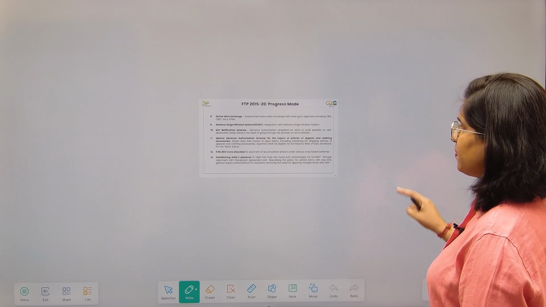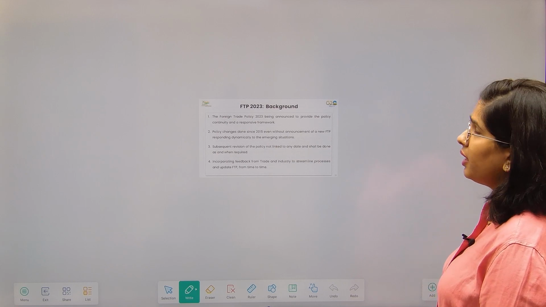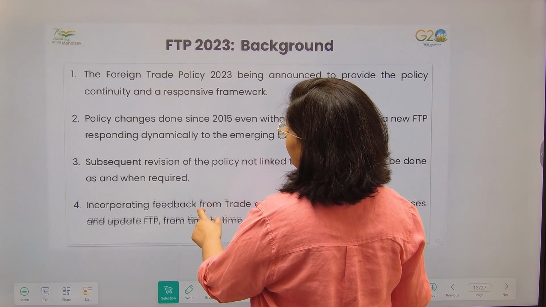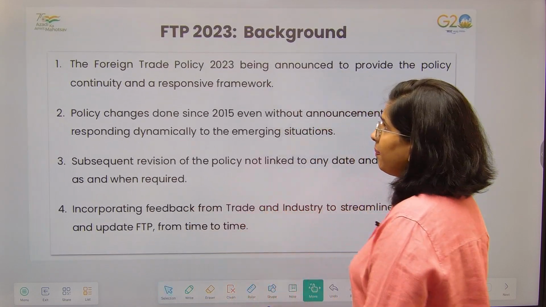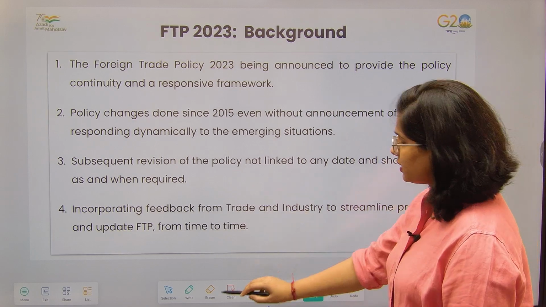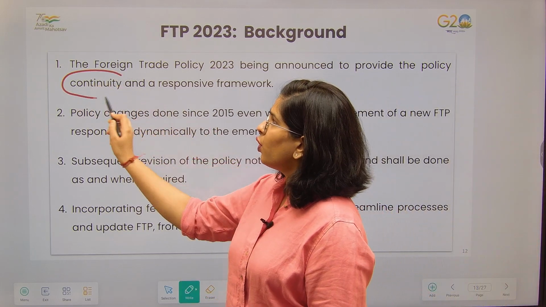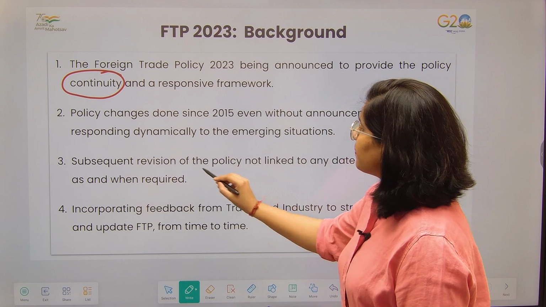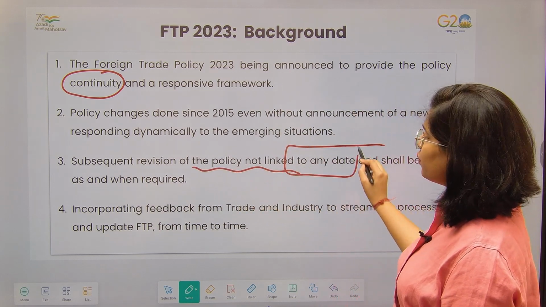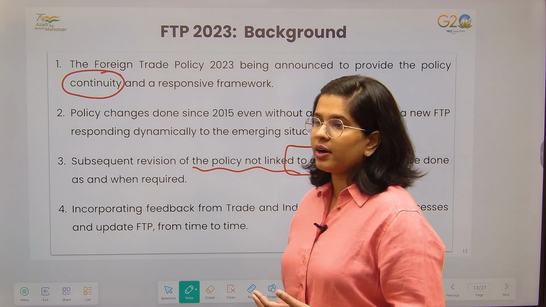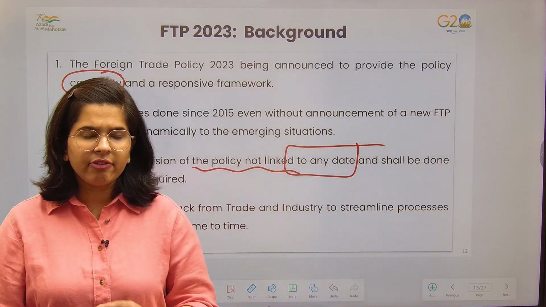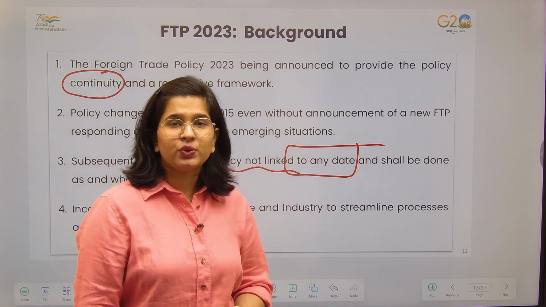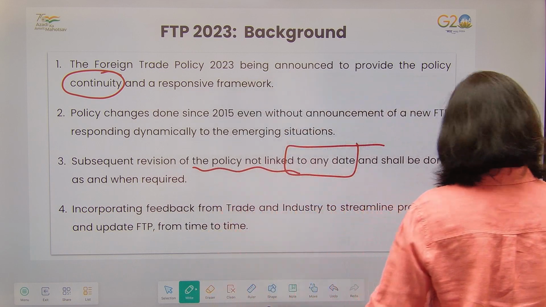The self-ratification, special advance authorization that we are going to see in our new FTP, that is FTP 2023. So under this FTP 2023, the government is saying that FTP 2023 will be announced to provide policy continuity, right? We want the policy to flow continuously. We do not want to change again and again. Number one point that I have already told you. Subsequent revision of policy will not be linked to any date. Any time whenever the government needs an update, the government is going to do that. Fine. So there is no expiry of our new FTP 2023. This is what they want to communicate.